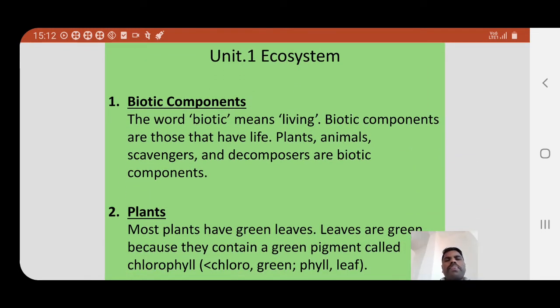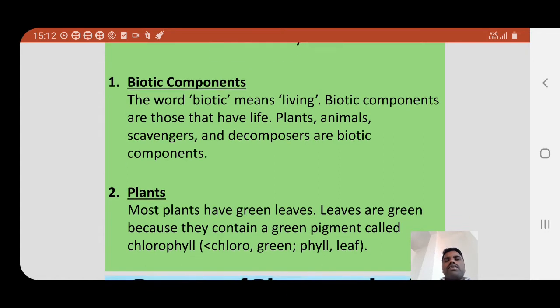Next, biotic means, as I told you already, living things. In the biotic components, we can see plants. In our daily life, we can see so many plants, animals, scavengers, and decomposers. Scavengers are also animals, and decomposers are also animals. These all are living things. First, we'll discuss plants.